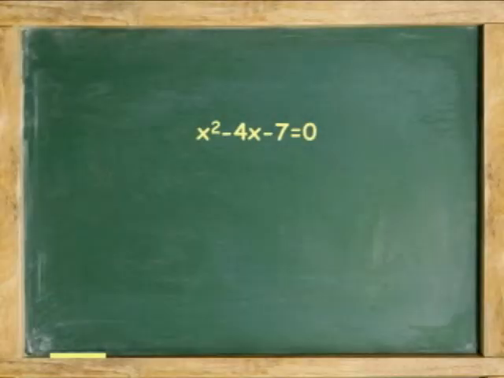What happens when we encounter a quadratic equation which cannot be factored? For example, x squared minus 4x minus 7 equals 0. Determine which two integers give a product of -7 and a difference of -4.